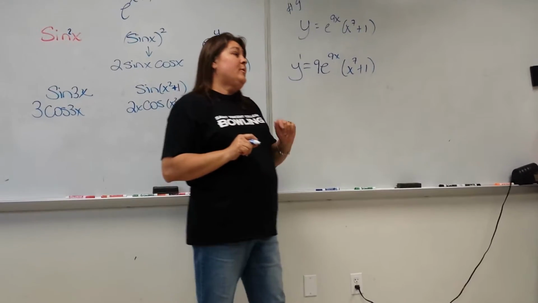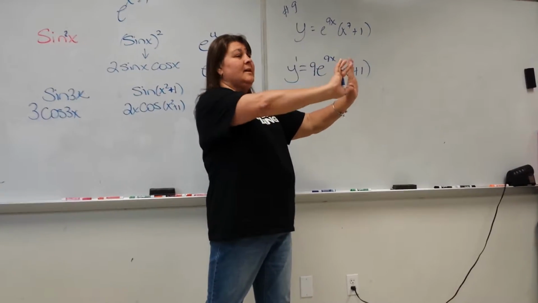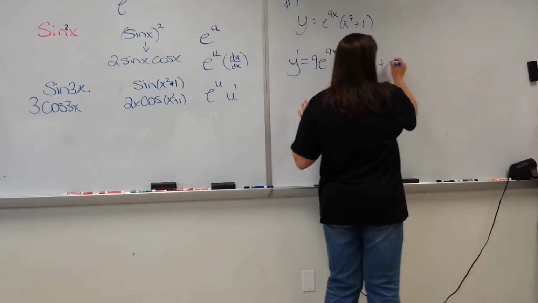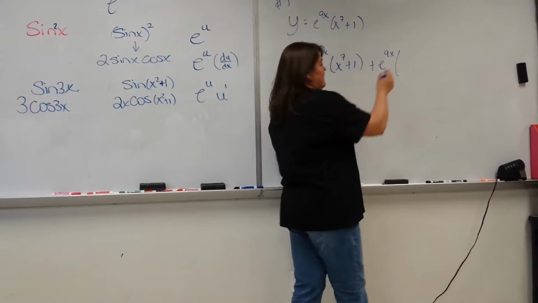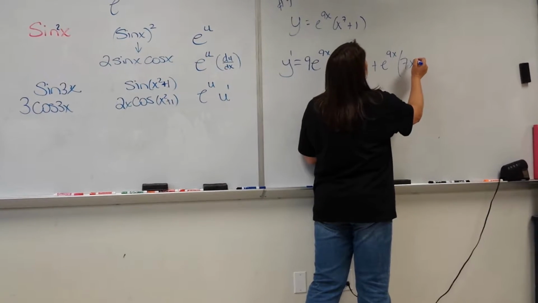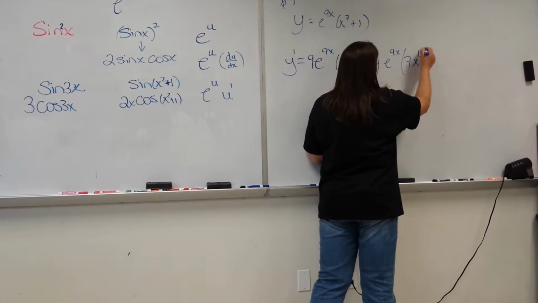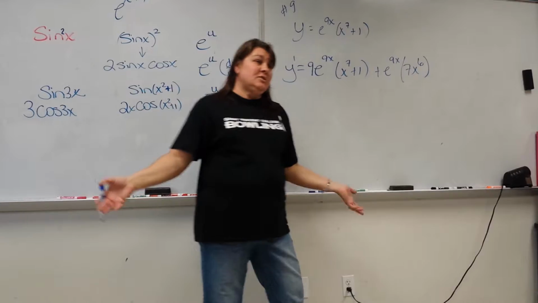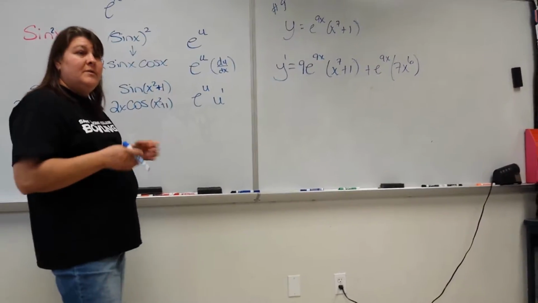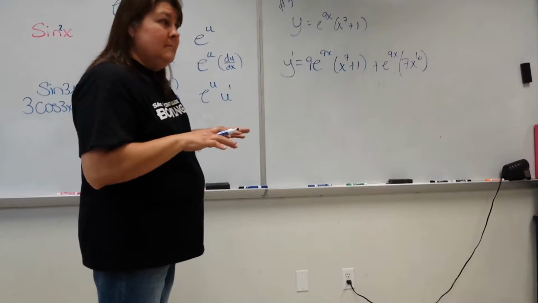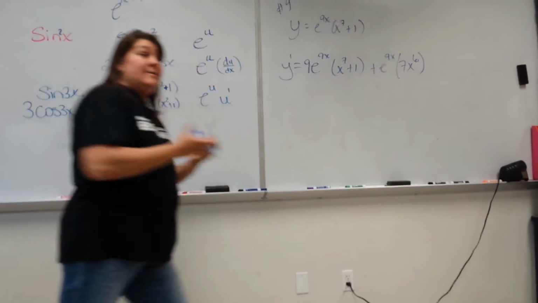So remember, product rule: derivative of the first times the second, plus the first times the derivative of the second. And what's the derivative of the second? 7x to the 6th power. And you have finished your derivative. Now, if you wanted to get adventurous, you could factor out e to the 9x.